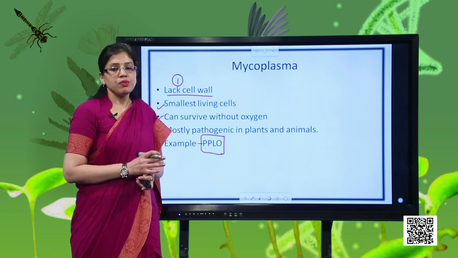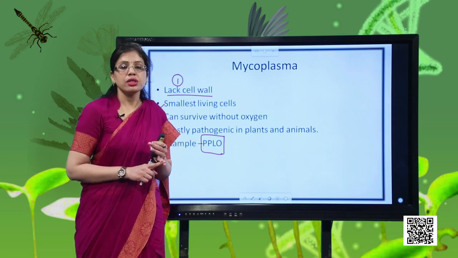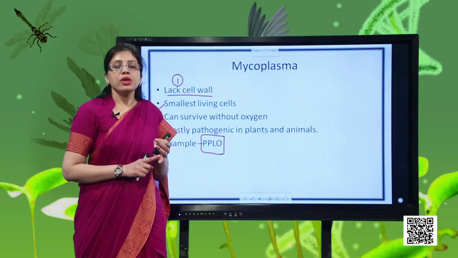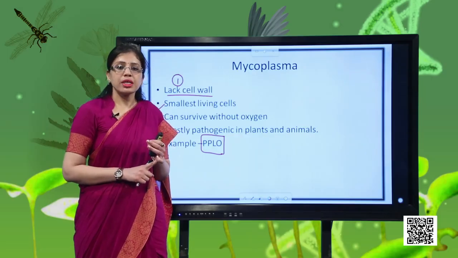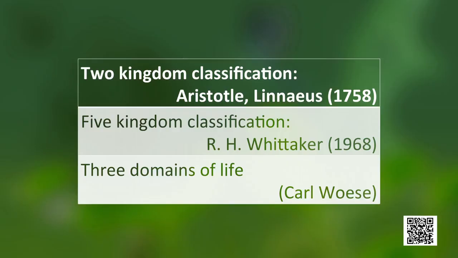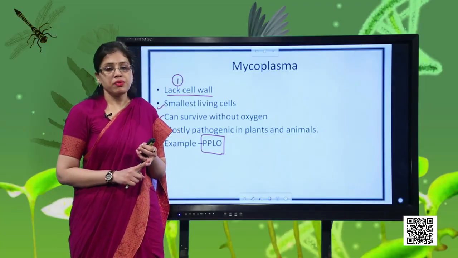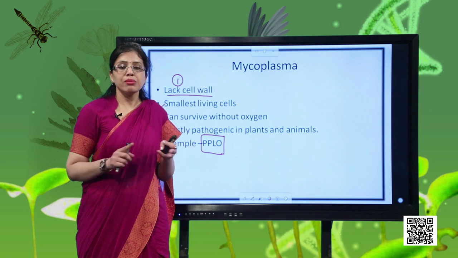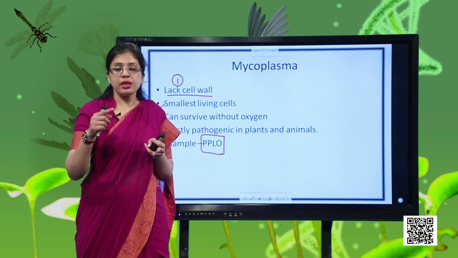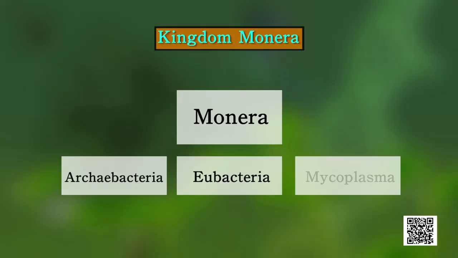So in today's session, let's quickly recapitulate what points we have covered. First, we covered the two-system classification which was given by Aristotle. Then we discussed the two-kingdom classification which was given by Linnaeus. Then we discussed the five-kingdom classification which was given by R.H. Whittaker. And then we also discussed kingdom Monera. In kingdom Monera, we classified the bacteria into 4 groups on the basis of their shape. And we had also discussed their 3 main groups. First one was the archaebacteria, then we had eubacteria, then we had mycoplasma.